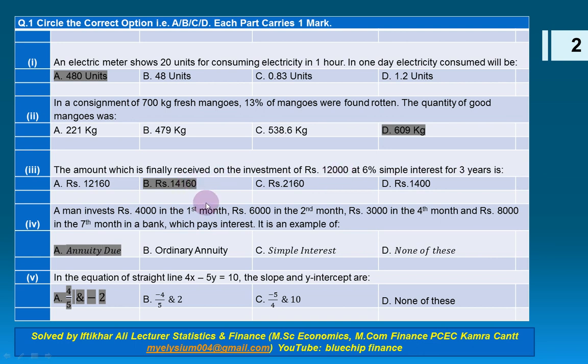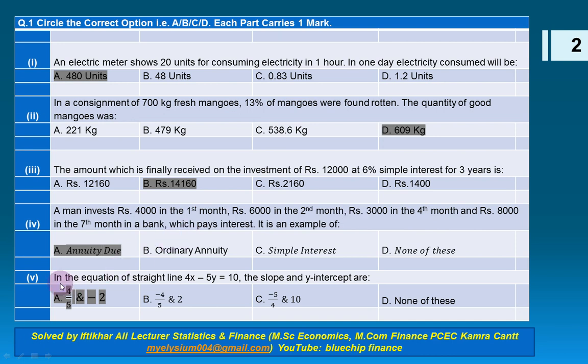Fourth objective is that a man invests rupees 4,000 in first month, rupees 6,000 in the second month, rupees 3,000 in the fourth month, and rupees 8,000 in the seventh month in a bank which pays interest. It is an example of, correct option is annuity due. It is the case of annuity because there are multiple payments in the stream.